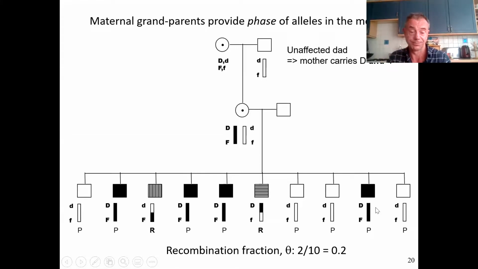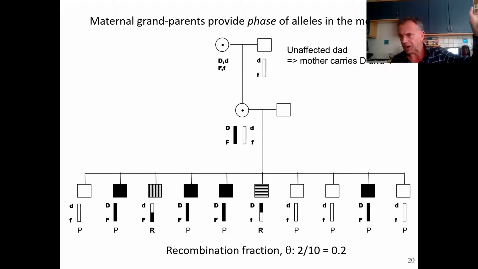So we just count those up. We say there's 1, 2, 3, 4, 5, 6, 7, 8, 9, 10 sons. This one and this one are recombinants. So that's 2. So 2 out of the 10 are recombinants, the rest are not recombinants. So the recombination fraction which we observe is 2 over 10, which is 0.2. So that's kind of easy, straightforward, intuitive. Recombination fraction is 0.2, and that has given us some idea about how close or far apart they were.